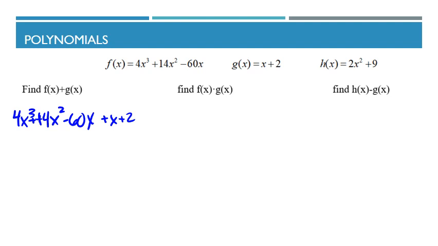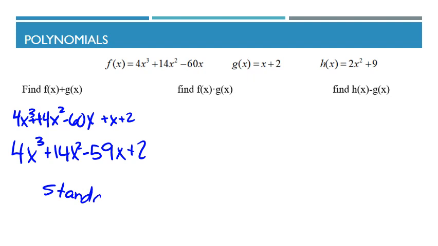Make sure you're actually adding the like terms. So I should have a 4x cubed plus a 14x squared, but then I have a negative 59x and then a positive 2. Always make sure your answers are written in standard form.